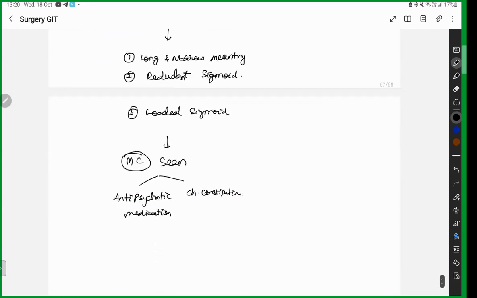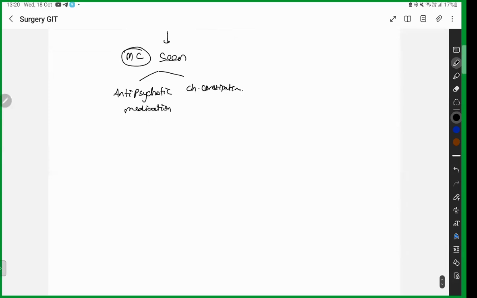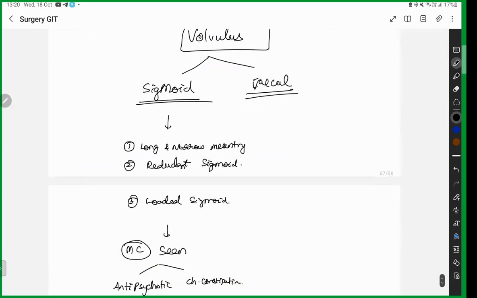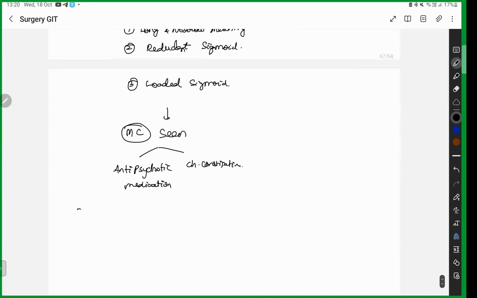So now I am going to talk about the sigmoid volvulus alone. A very important point is that anti-clockwise rotation is more common than clockwise rotation.